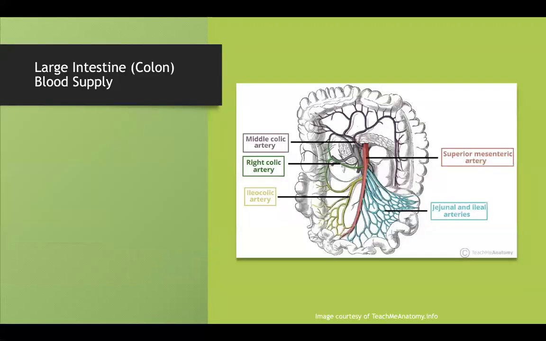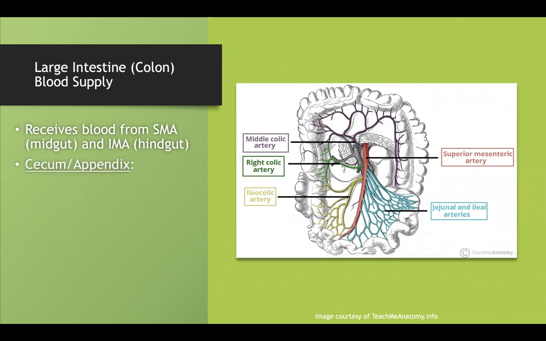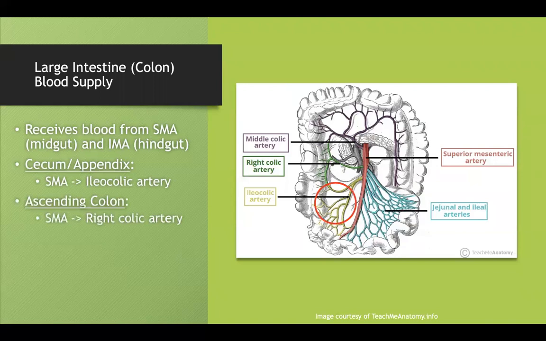Moving on to blood supply, most of the blood supply to the colon is fairly straightforward. Just remember that because it has midgut and hindgut origins embryologically, you're going to get blood supply from both the SMA and IMA, depending on where you are in your colon. So starting with the cecum and appendix, because they're part of the midgut, you should expect them to receive blood from the superior mesenteric artery. And so it's going to come from the superior mesenteric straight to the ileocolic artery, which is the yellow arteries here in this picture. For the ascending colon, that's going to go from this SMA to the right colic artery.